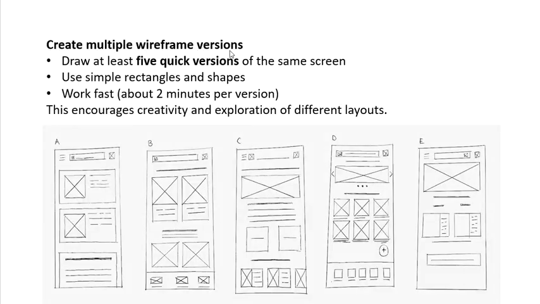Create multiple wireframe versions. Draw at least 5 quick versions of the same screen, and use simple rectangles and shapes. Work fast, about 2 minutes per version, and this encourages creativity and exploration of different layouts. Show the 5 different wireframes and look at how all of them are different.